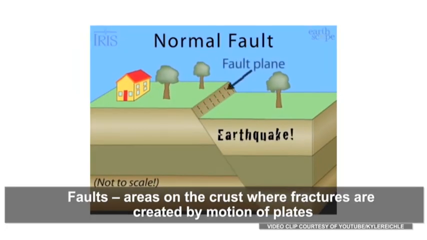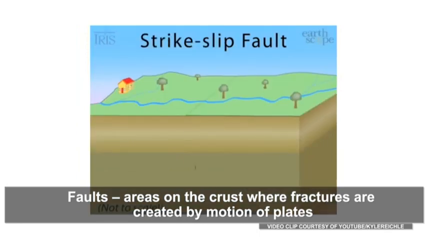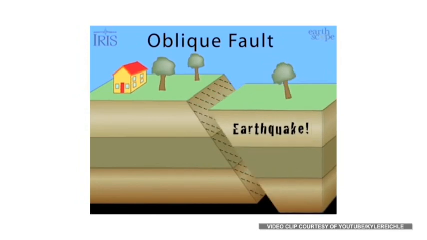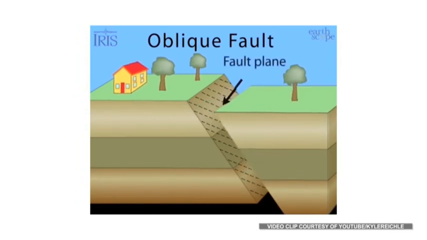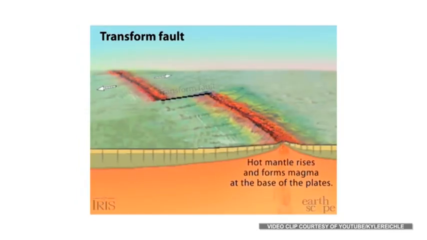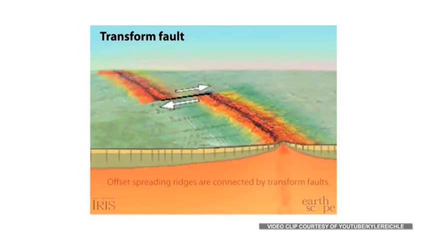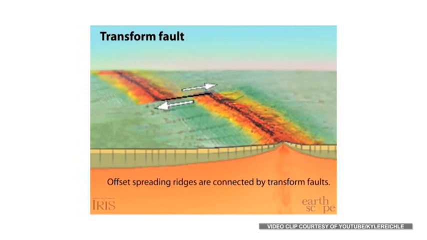Do you live in an area where there is a fault line? Are you familiar with what a fault is? Faults are areas on the crust where fractures are created by the motion of the plates. They are the ones that absorb the motion of the plates. This makes them the points where stress builds up. They are narrow zones which separate blocks of crust.